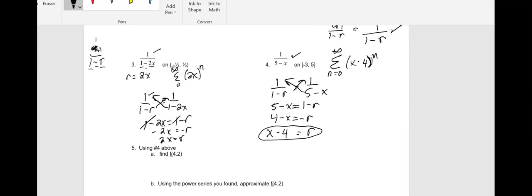All right, so now number 5. It says, using number 4 above, find f of 4.2. So what that means is this is our function. That's the function that we are writing a series for. So if I use that function, let me not do that here. So f of x is equal to 1 over 1 minus 2x, and I want you to find f of 4.2. We would plug that into our calculator.